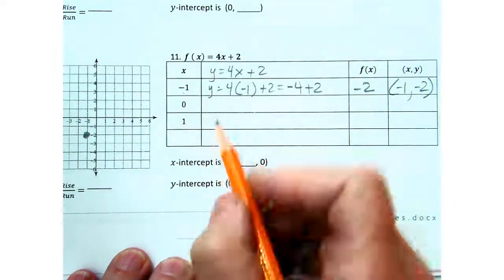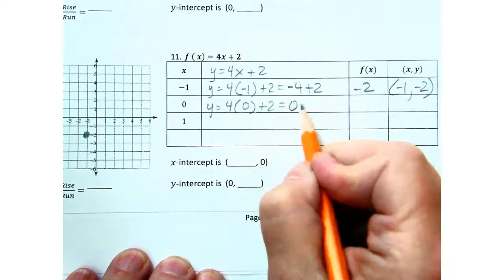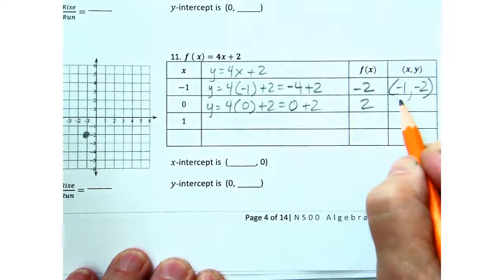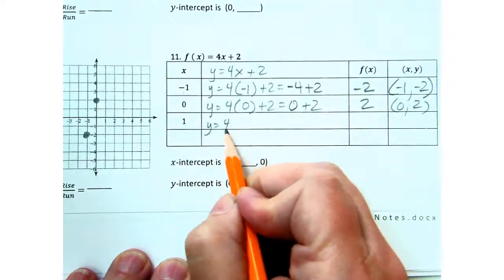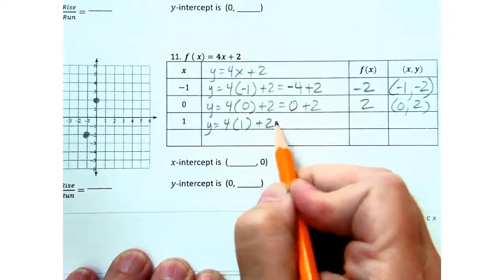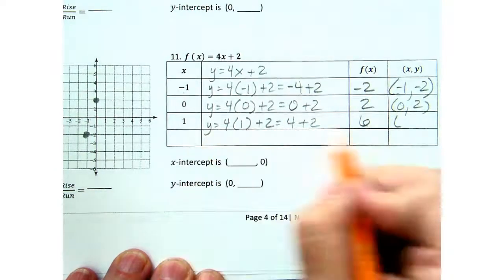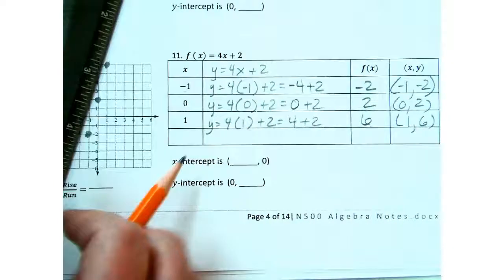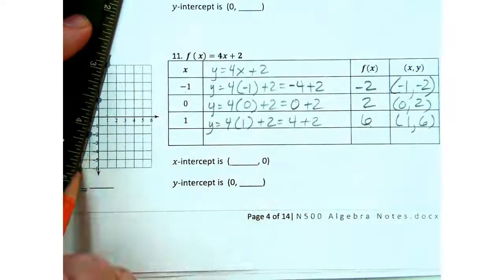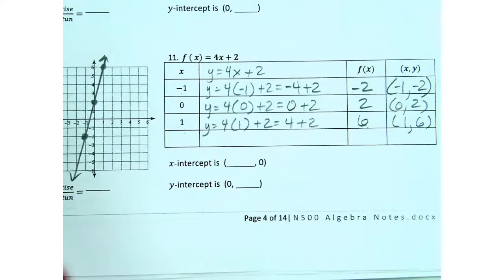Now replace x with 0 for y equals 4 times 0 plus 2, or 0 plus 2. This gives us (0, 2) for our second point. Now replace x with 1 for 4 times 1 plus 2, or 4 plus 2. This gives us (1, 6) for our third point. Connect the 3 dots by drawing a line through all of them. This line represents all the points for which y equals 4x plus 2.